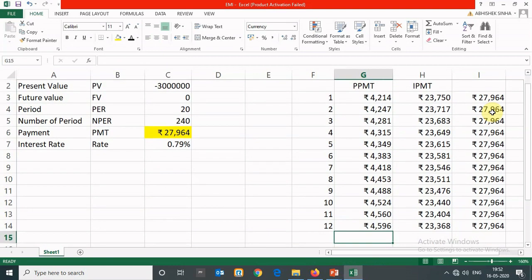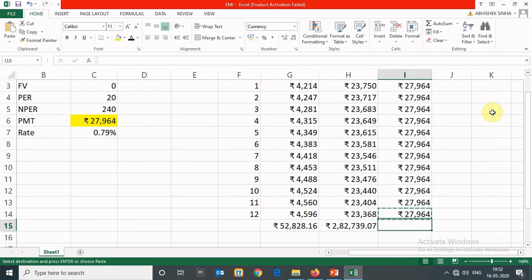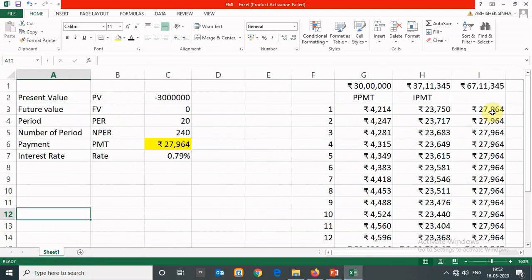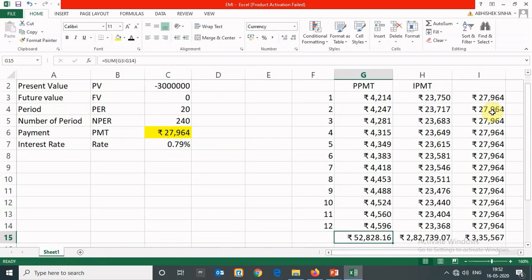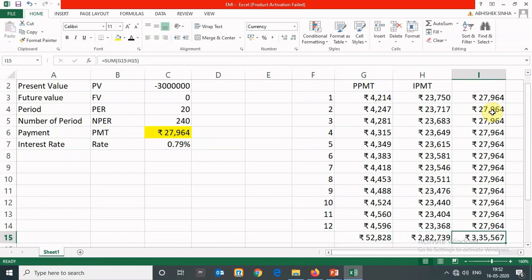So for a financial year, suppose this is a 12-month period, so what will be the principal payment? It means for the total payment of 3,35,567 in a year, the principal amount for the first 12 months will be 52828, and the interest amount will be 282,739.